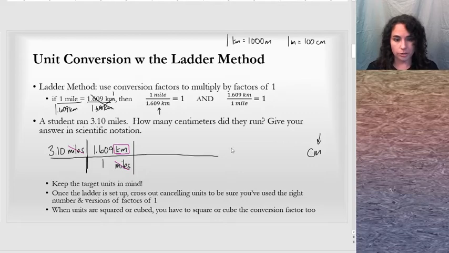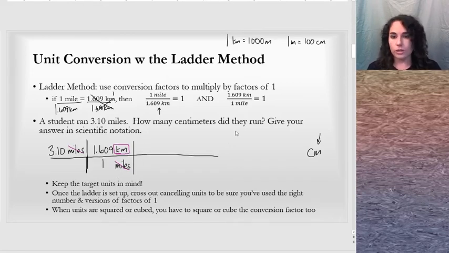Those are my target units, and that's what my tip is here. Keep the target units in mind. Once the ladder is set up, cross out canceling units. So that's what this is. Cross out canceling units to be sure you use the right number and versions of factors of 1. So for instance, if I put this in here wrong, if I did miles over kilometers rather than kilometers over miles, the miles wouldn't cancel. They would multiply together. I would know that I didn't do the conversion correctly.